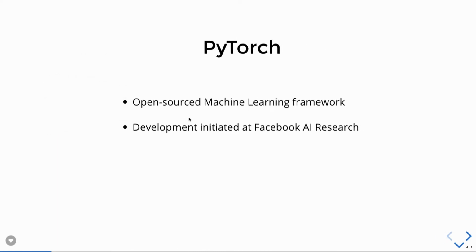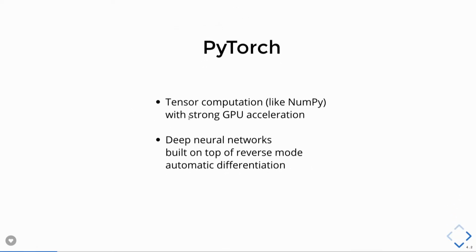So PyTorch. PyTorch is basically a machine learning framework, but we would not be focusing on the machine learning aspect of it. We would be focusing on more of the NumPy-like aspect of it. Its development was initiated at Facebook AI Research, which is like a small core team within Facebook.